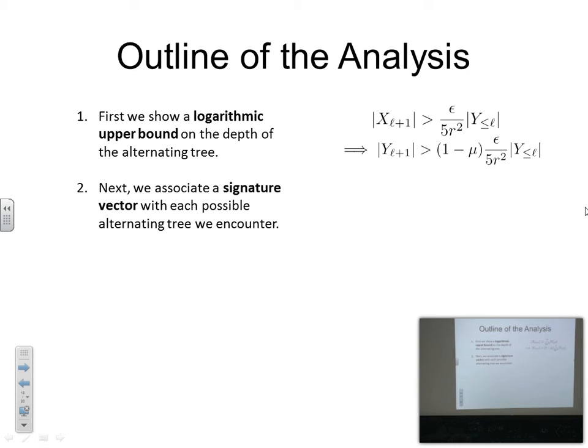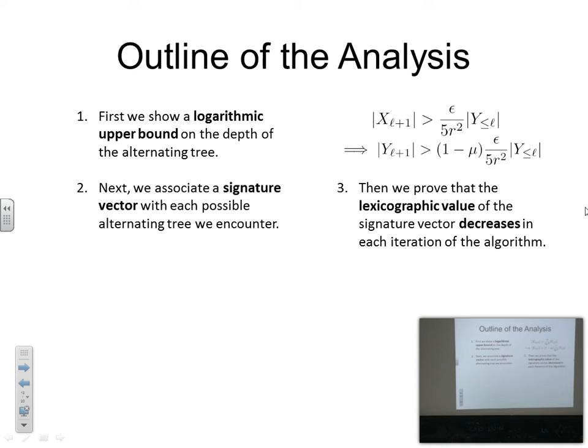And next what we do is the idea I alluded to earlier: you have an alternating tree, you now associate it with a signature vector, so that instead of counting the total number of alternating trees that you encounter during the algorithm, you just count the total number of signature vectors that you encounter. And for that idea to work, you want this map to be injective. So you don't want two alternating trees to have the same signature vector. So what we do is we say that every time we make a change to the state of the alternating tree, the lexicographic value of the signature vector actually decreases in each iteration.